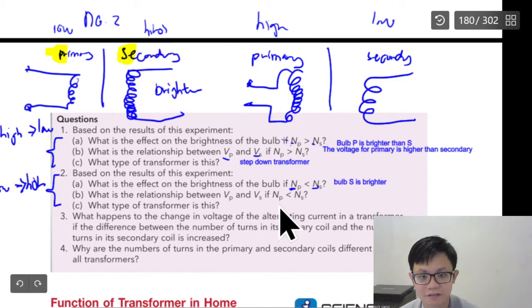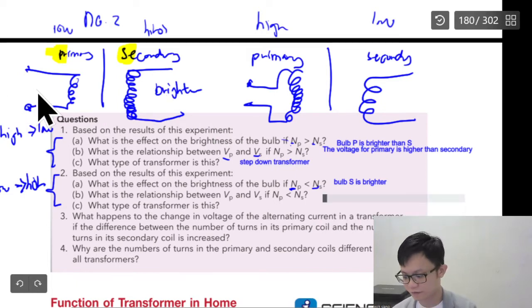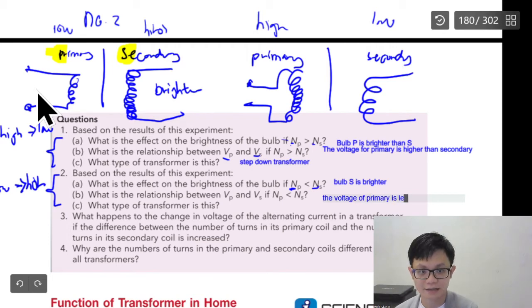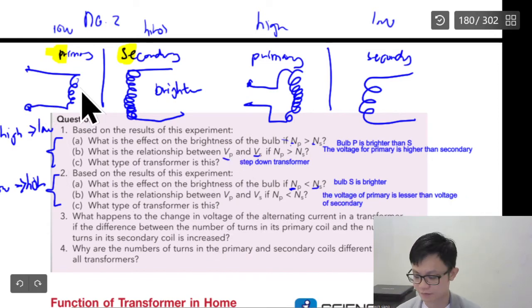What is the relationship of NP and NS? What's the relationship? The voltage of primary is lower than the voltage of secondary. Okay? The voltage of primary is lesser than the voltage of secondary. Make sense? What type of transformer is this?